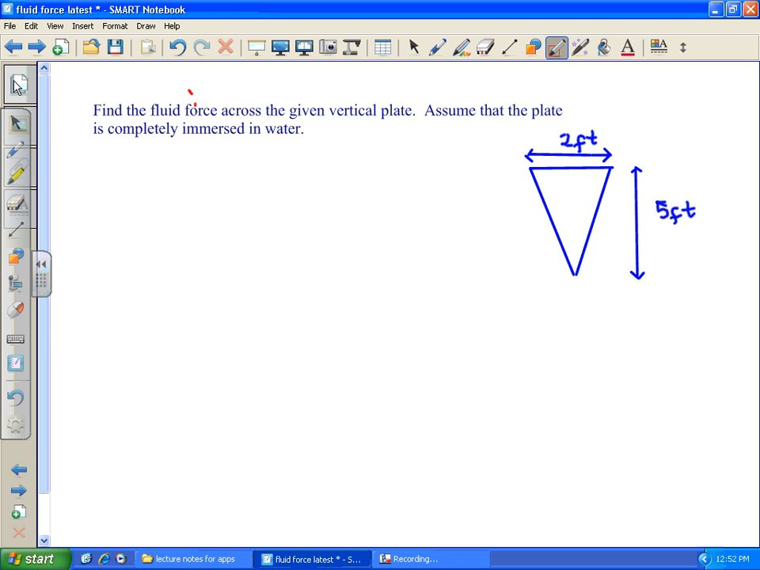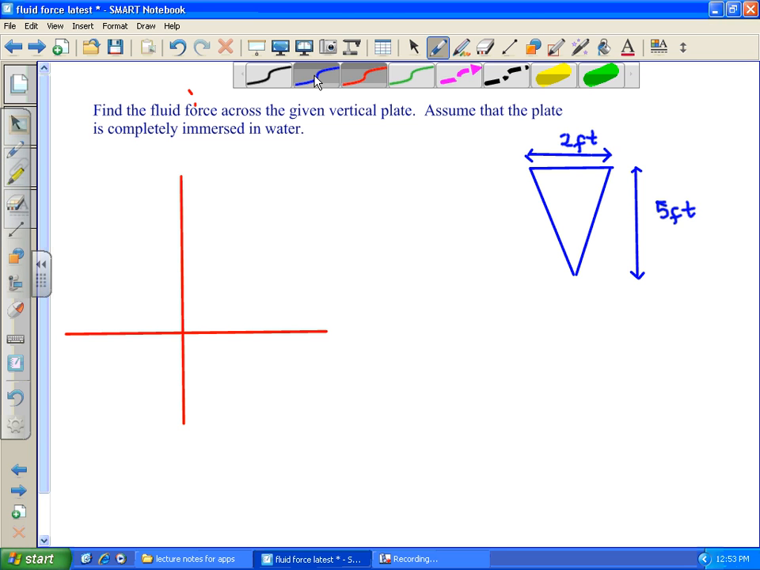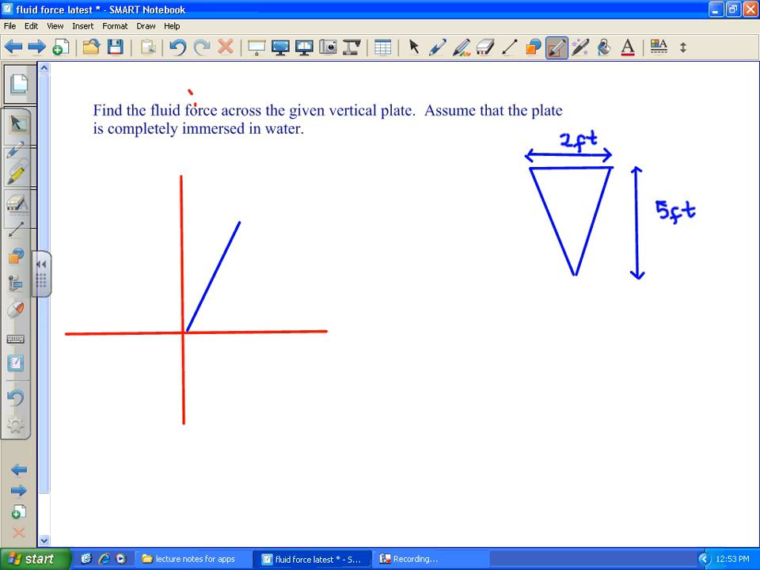Okay, so we're going to take that shape, put it in a coordinate system, and the way I'm going to put it is as follows. I'm going to put it right through the center, the y-axis. So let's assume there is symmetry there. It's supposed to be symmetrical. Okay, so let's put some coordinates now on this.